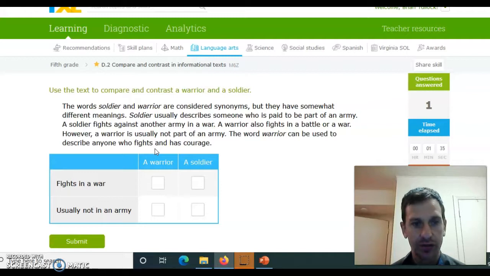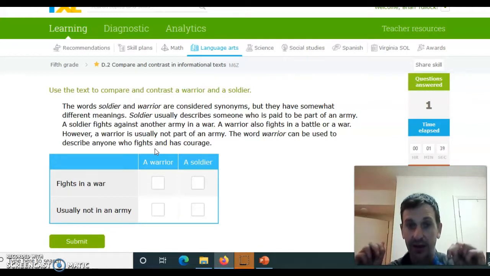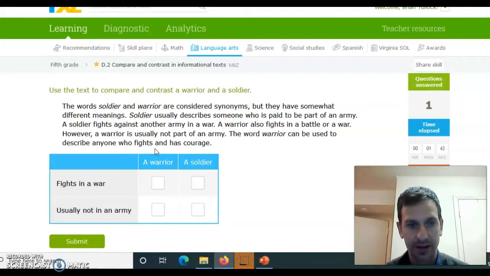The words soldier and warrior are considered synonyms. We've done synonyms. Words that mean the same thing, right? But they have somewhat different meanings. Soldier usually describes someone who's paid to be in an army. A soldier fights against another army in a war. A warrior also fights in a battle of war. So there's the comparison. However, a warrior is usually not part of an army. There's the contrast. However, right?